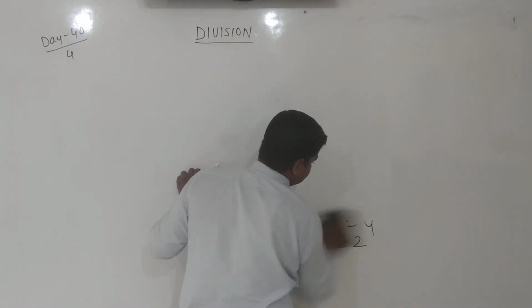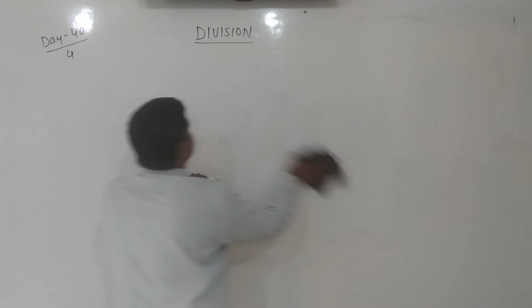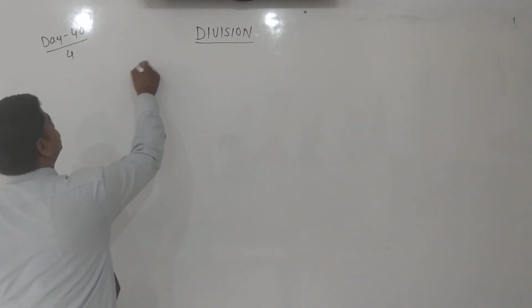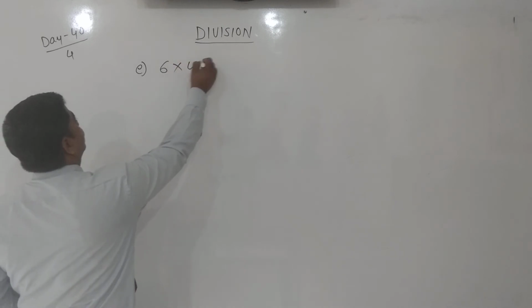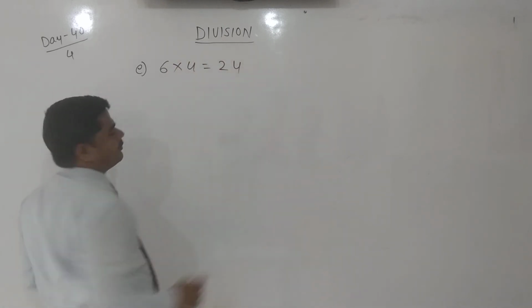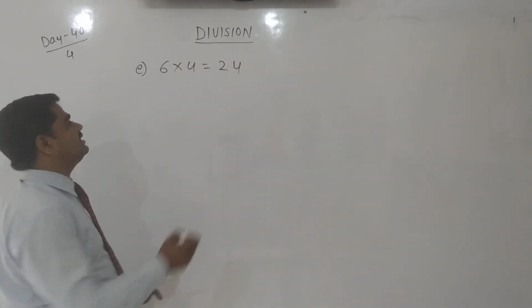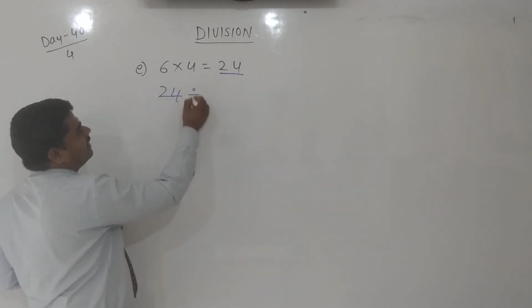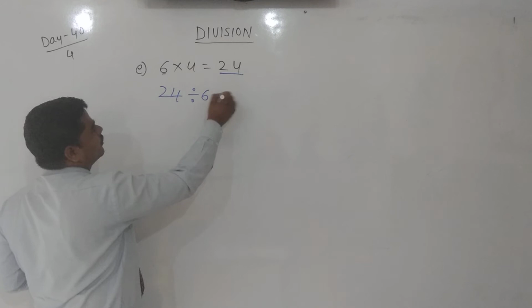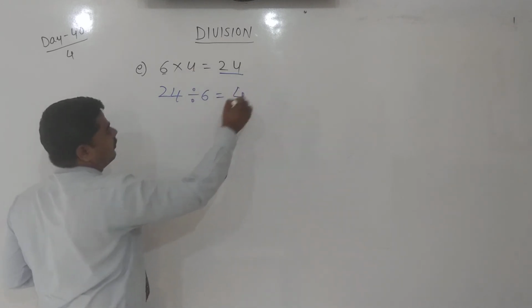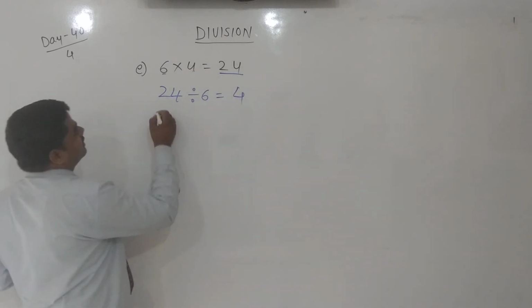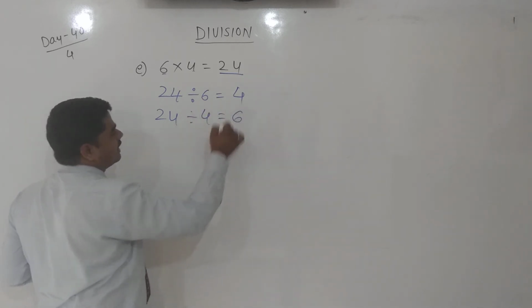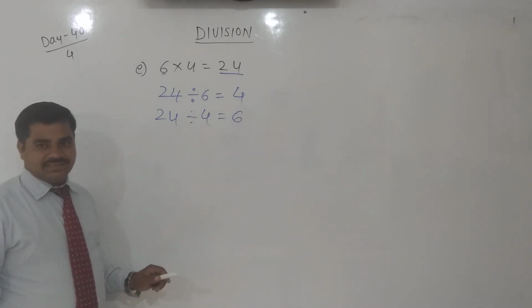Now next, 6 into 4 is 24. Now we can change it into a division sentence. 24 divided by 6 is equal to 4. Then 24 divided by 4 is equal to 6.